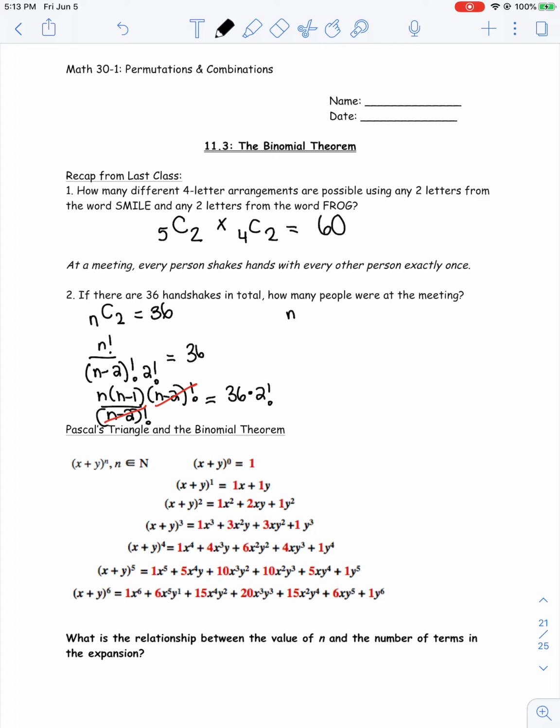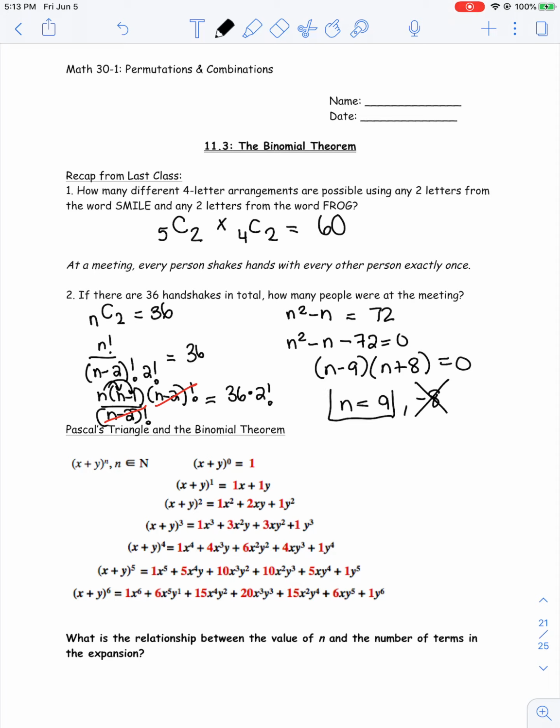So now we have n squared minus n when we distribute the n into the brackets. And on the right side, we should have 36 times 2, which is 72. Now we're going to bring the 72 over so that it's a quadratic equation. Two numbers that multiply to negative 72 and add up to negative 1 would be n minus 9 and n plus 8. So that means that n could equal either 9 or negative 8. n is not allowed to be negative, so we're going to cross out that answer, and n is actually equal to 9 because there's going to be 9 people at this meeting.